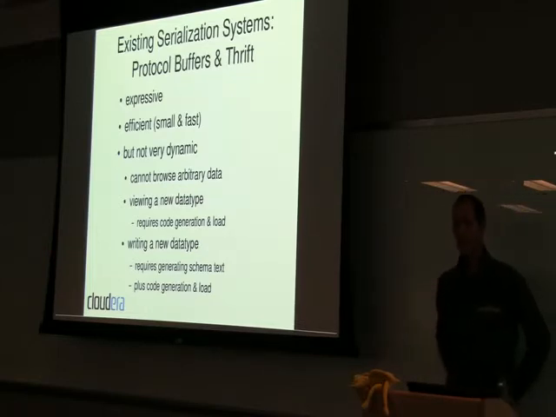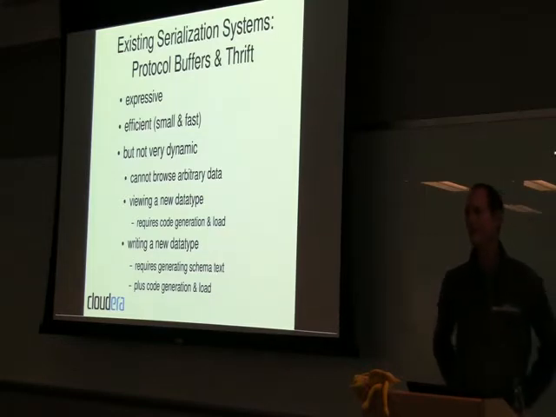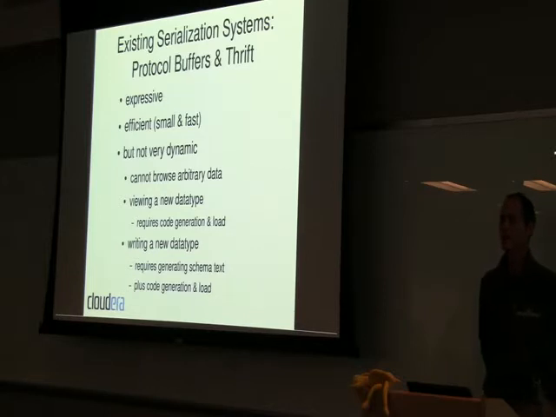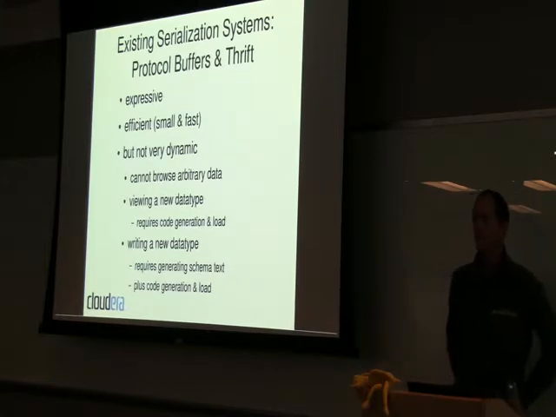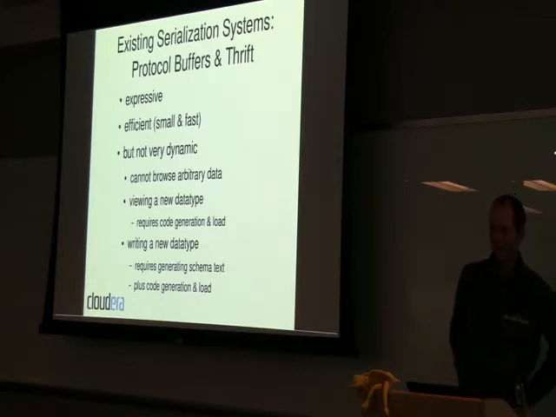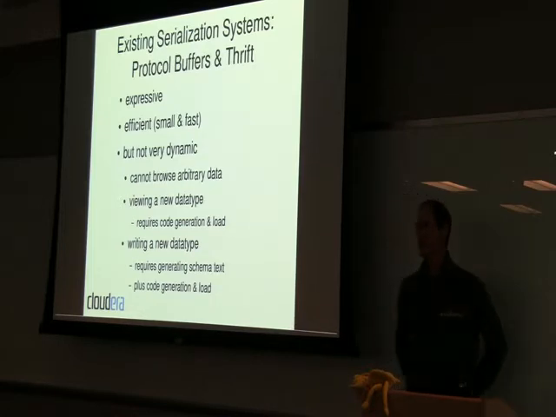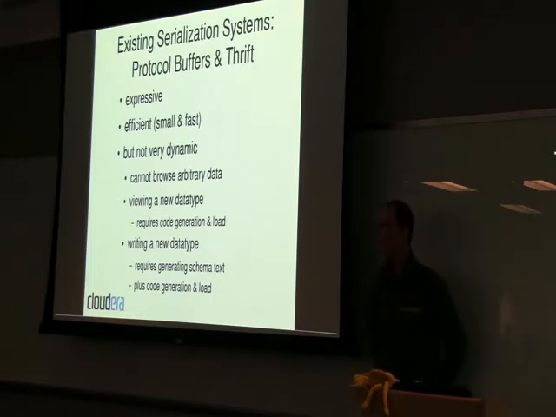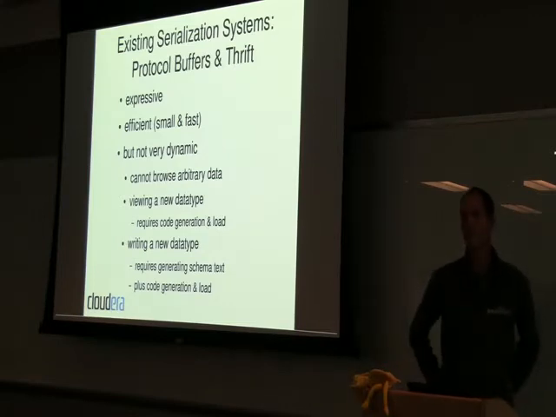So if you've got a directory full of files that you want to look at, it's hard to know what they contain unless there's some separate thing describing that. And if you want to look at a new data type, you can't just double click on it and open it up, because you don't necessarily have the description. You have to generate some code depending on what language you're working in. And the same thing goes for writing a new data type.